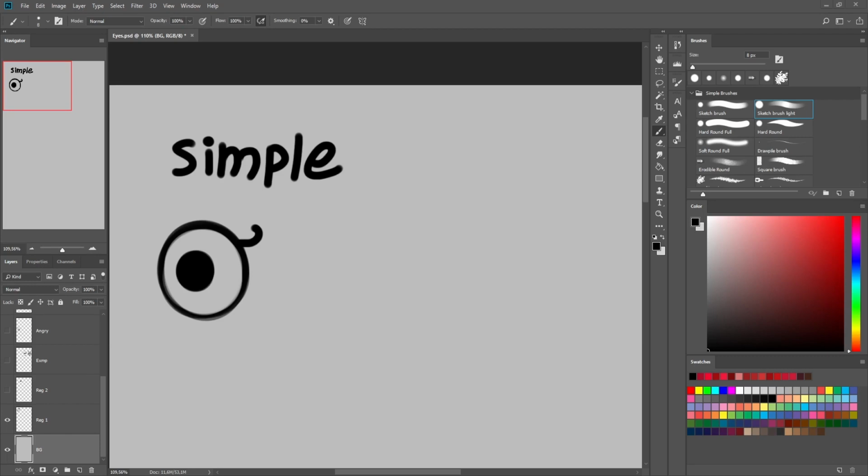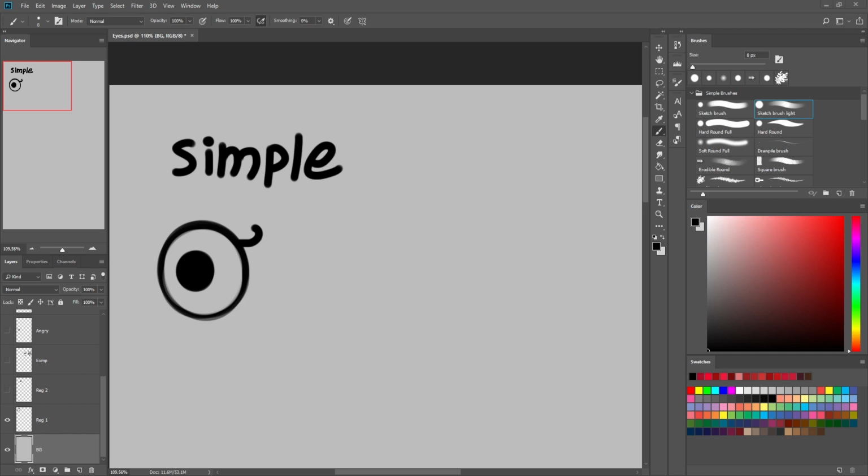Today we are going to learn how to draw simple eyes as well as different types of eye shapes and other eye related tips. Let's start with the simplest eye shape. It's just a circle with a pupil in the middle.